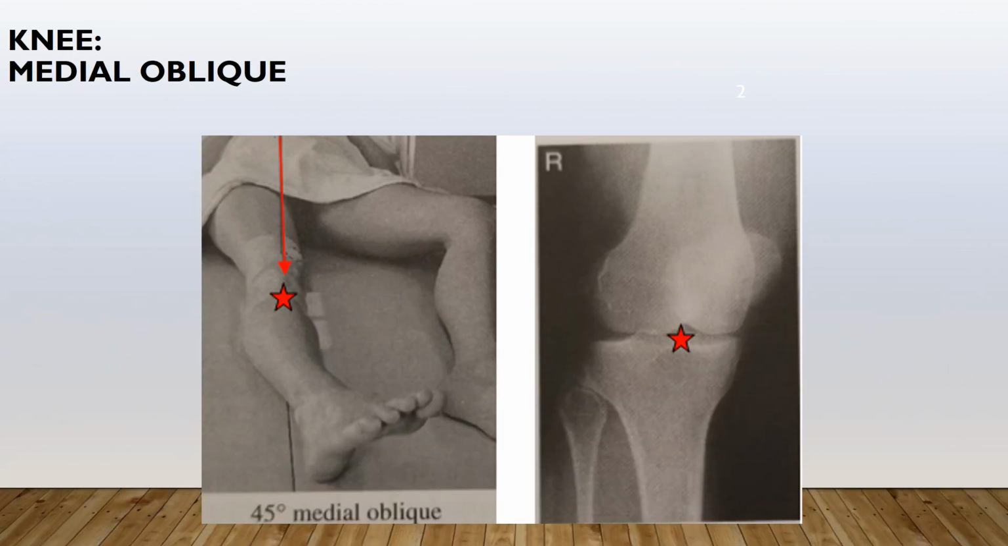Here is a medial oblique of the knee, 45 degree. The patient is supine with the affected knee internally rotated and extended. You want to internally rotate the knee until a 45-degree rotation is achieved and center the knee to the image receptor. The center ray is centered to the mid-joint space, 1/2 inch distal to the apex of the patella.